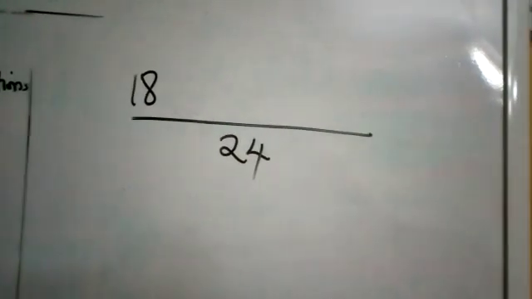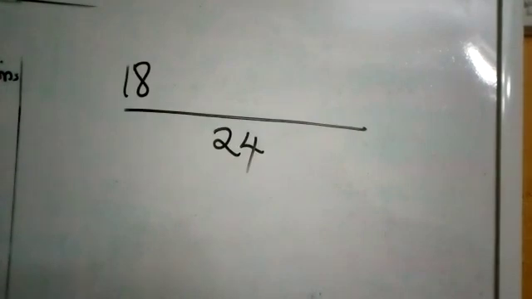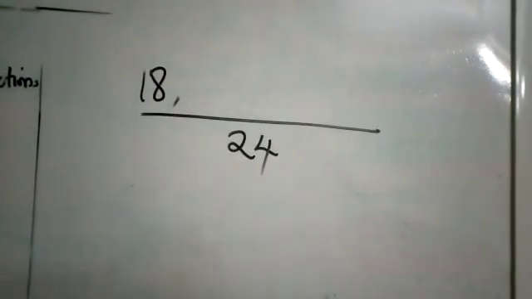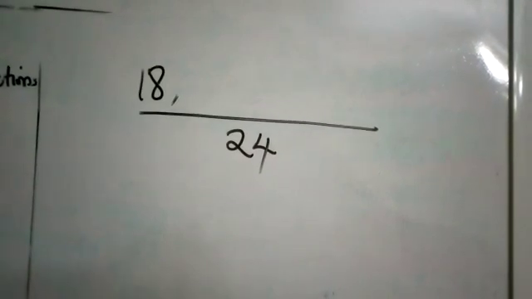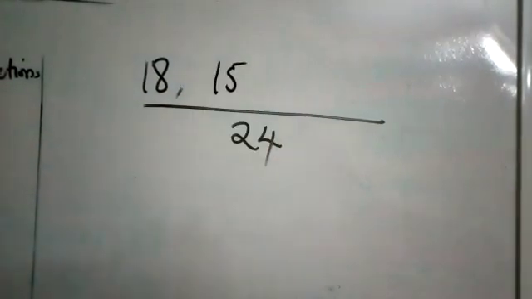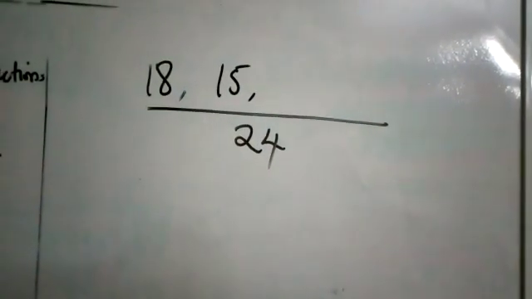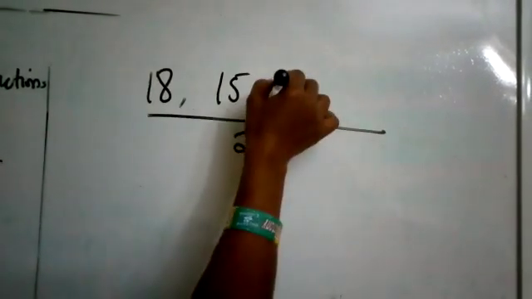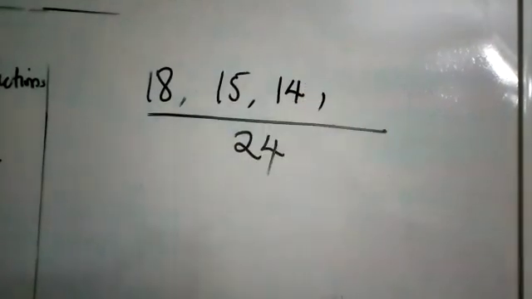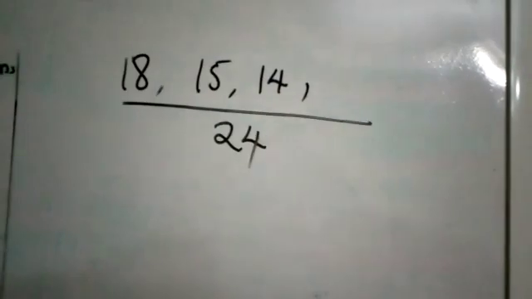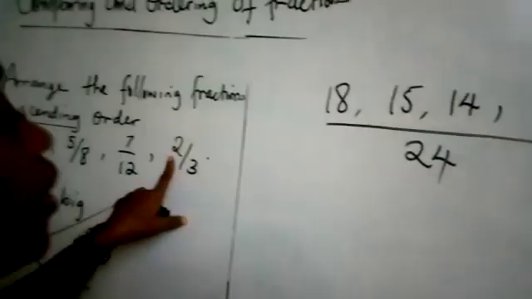Then we have the next fraction, 5/8. 8 into 24 will be 3. 3 times the 5, the numerator, will give us 15. 12 into 24 will give us 2, times the numerator 7. 2 times 7 will give us 14. And then the last one, we have 2/3. 3 into 24 will give us 8. 8 times 2 will give us 16.